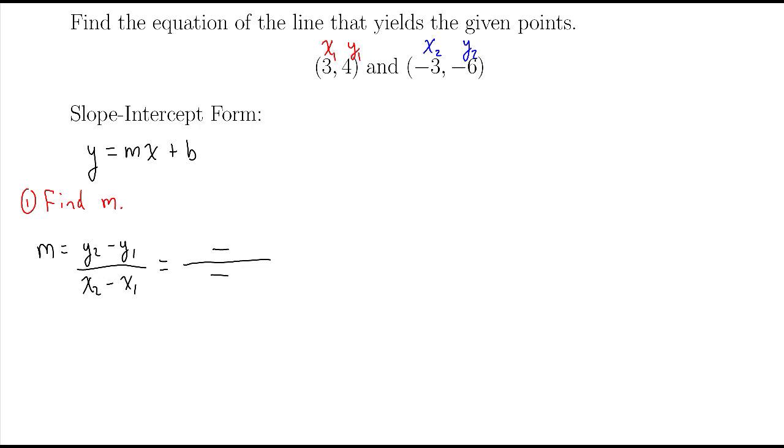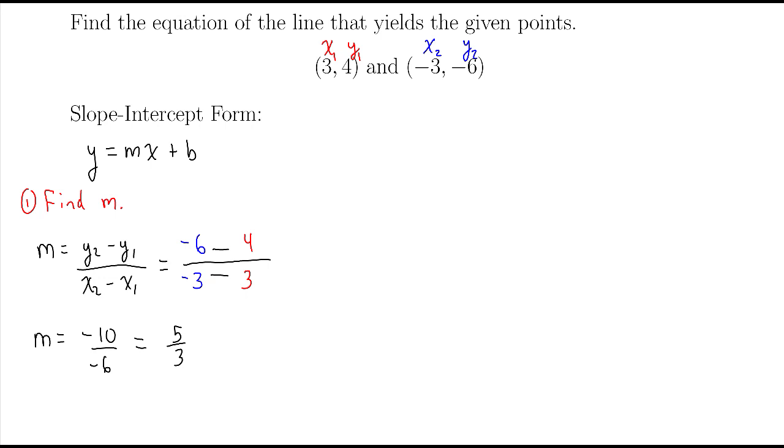So y2 is -6, y1 is 4, x2 is -3, x1 is 3. Then -6 minus 4 is -10, and -3 minus 3 is -6. Negative over negative is positive, so those will cancel, and 10 over 6 can be simplified to 5/3.